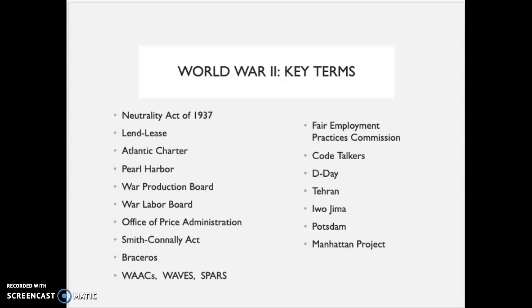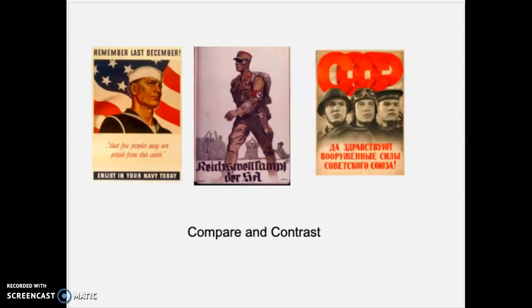So here are some things in this chapter I would look out for, like the War Production Board, Smith-Connally Act, the WAVES, SPARS, D-Day. All these things are important to understand the time period. So please make sure that you are doing that as well.